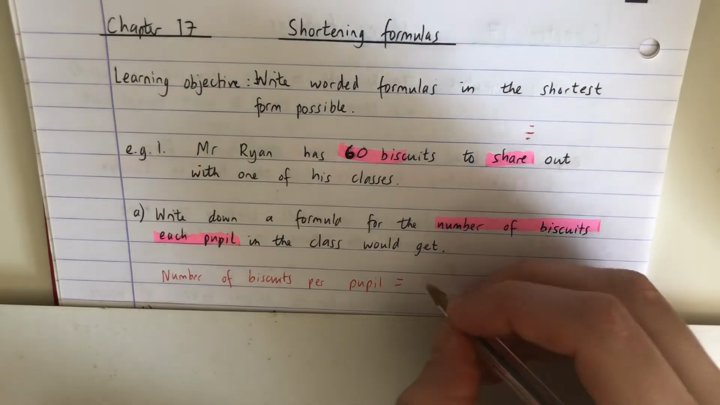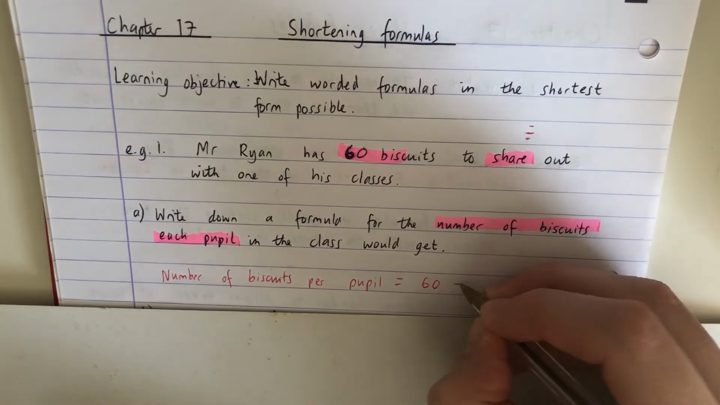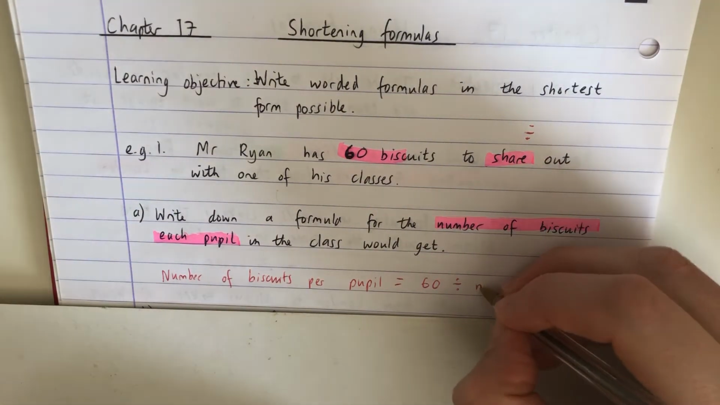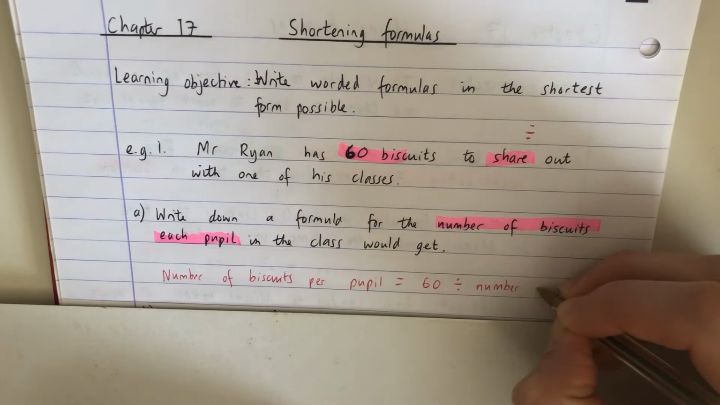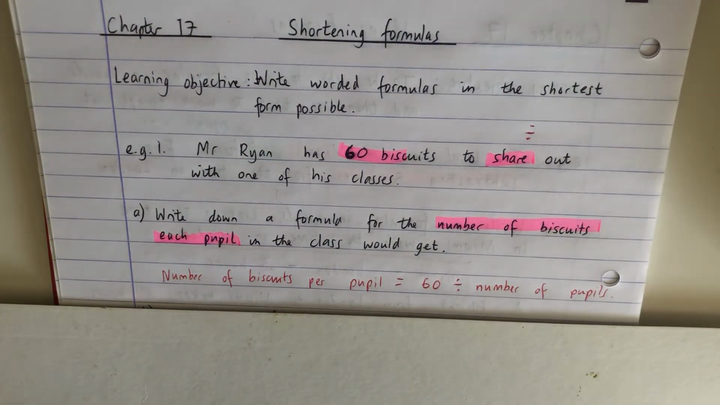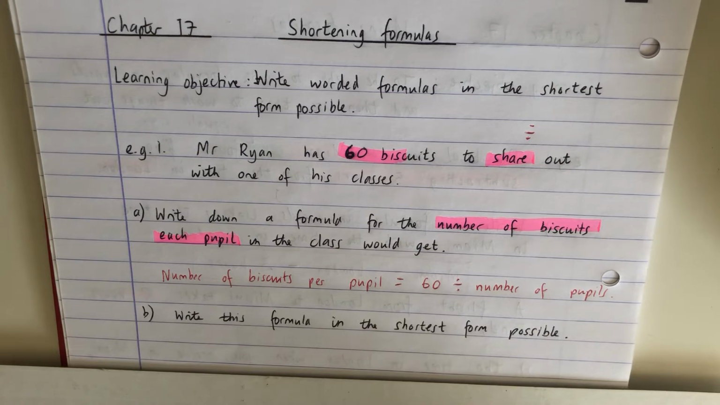So the 60 biscuits, the word share means divide, and that would divide up by how many pupils there are, so the number of pupils in the class. And that would be it. Okay, so number of biscuits per pupil is equal to 60 divided by the number of pupils. But that's an entire line I've written out there. And now part B is write this formula in the shortest form possible. So, any ideas on how you would do this?